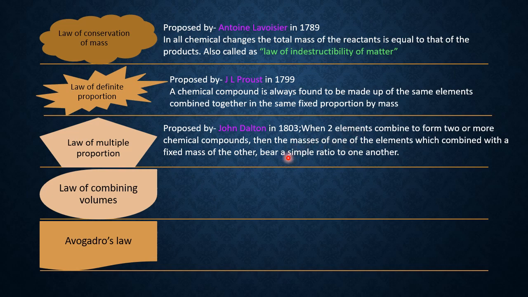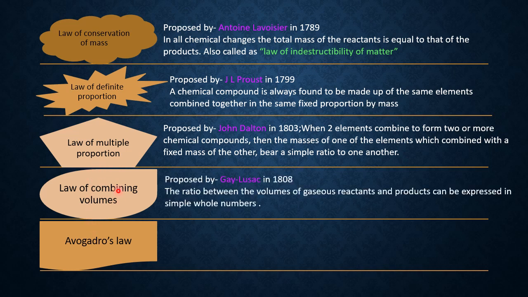Now, law of combining volumes. This is a new law in the 11th class. These two laws we have studied in the 9th class, whereas this law plus the remaining law, these two laws, are for the 11th class. Let us see the law. This is by Gay-Lussac in 1808. The ratio between the volumes of gaseous reactants and the products can be expressed in simple whole numbers. This law is for gaseous reactants. Is it for solid or liquid? No.